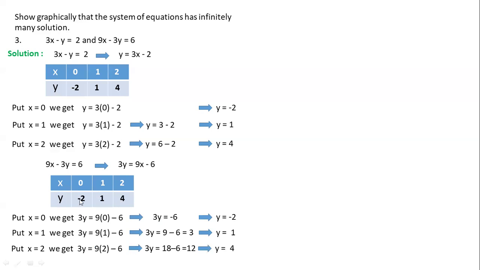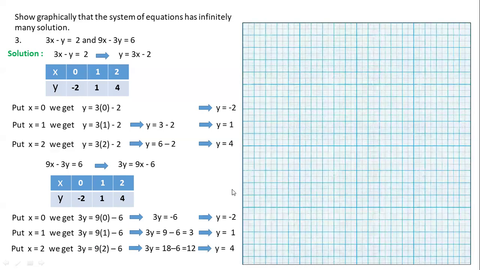Now you see here, y values minus 2, 1, 4 and x values 0, 1, 2. So what will happen to the graph? Let us see. This is a graph sheet, with the x-axis and y-axis numbered. Okay, the sheet is ready. Let's put 0, minus 2. X is 0, y is minus 2. It is here.